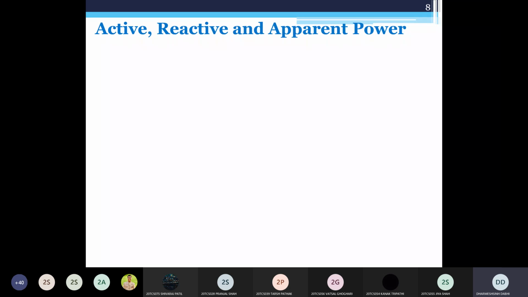One is active component, reactive component, and apparent power. As you already drew the vector diagram, the current lags behind the voltage by phi. You can see here the current lags behind the voltage by angle phi. So this current has two components. One component is horizontal, that we call I cos phi, and one is the vertical component that we call I sin phi. Clear?